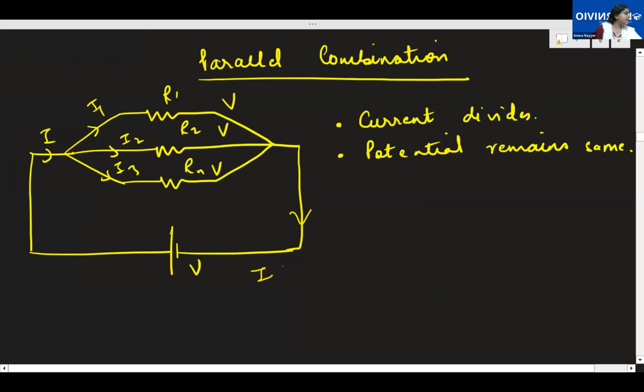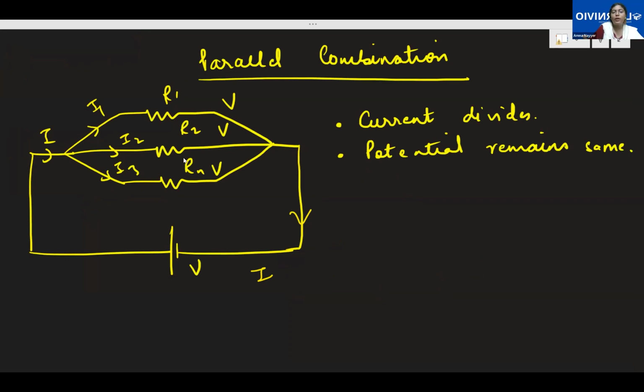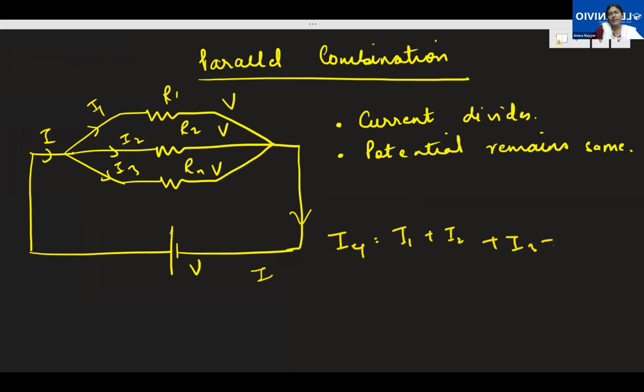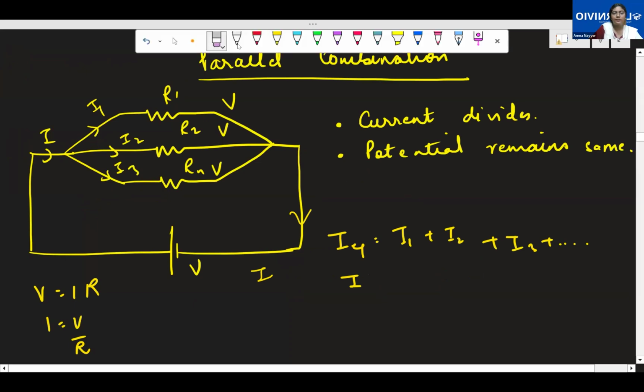Class, in parallel circuits, we have the same voltage, and the current divides into I1, I2, I3. If I take out the total current, I equivalent will be I1 plus I2 plus I3 plus I4, the net current. Now we know V is equal to IR, so I is equal to V by R. So current will be equal to V by R. I'll write that only.